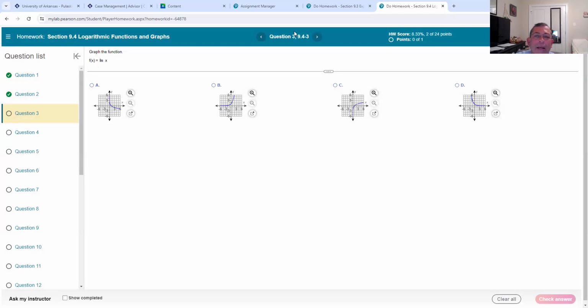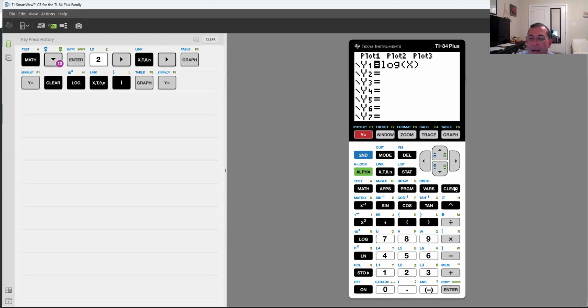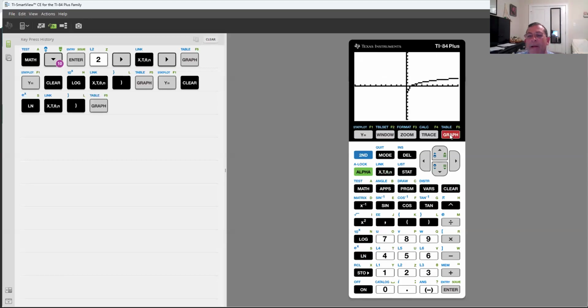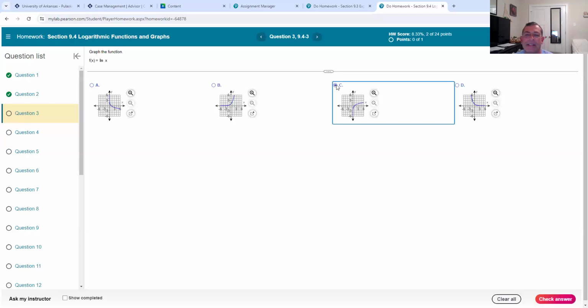So let's do the ln of x on our calculator. Go to y equals, clear that out. ln is by the 4 down here. So you would hit the ln, put in your x, and then hit graph. And I want you to notice, they all do basically the same graphs. So when we go to MathLab, we're going with C this time.